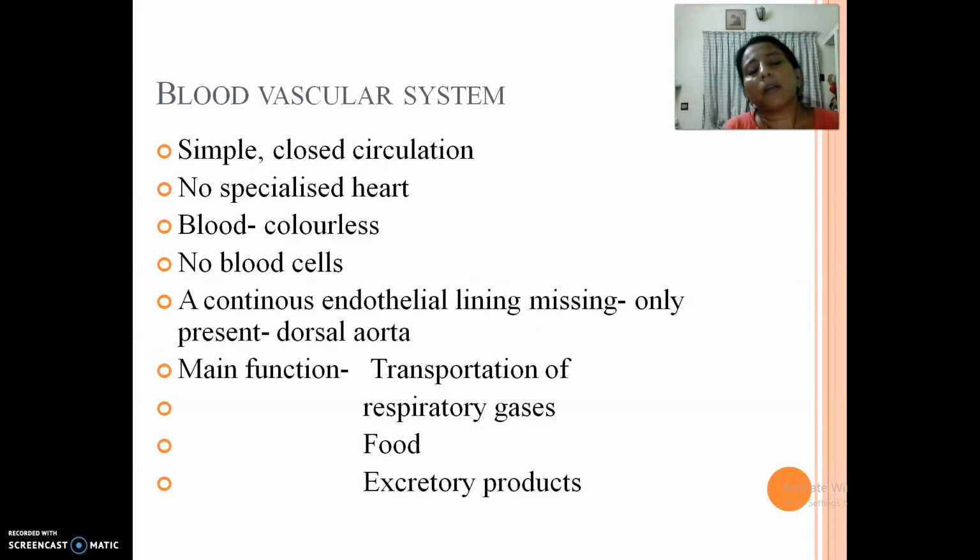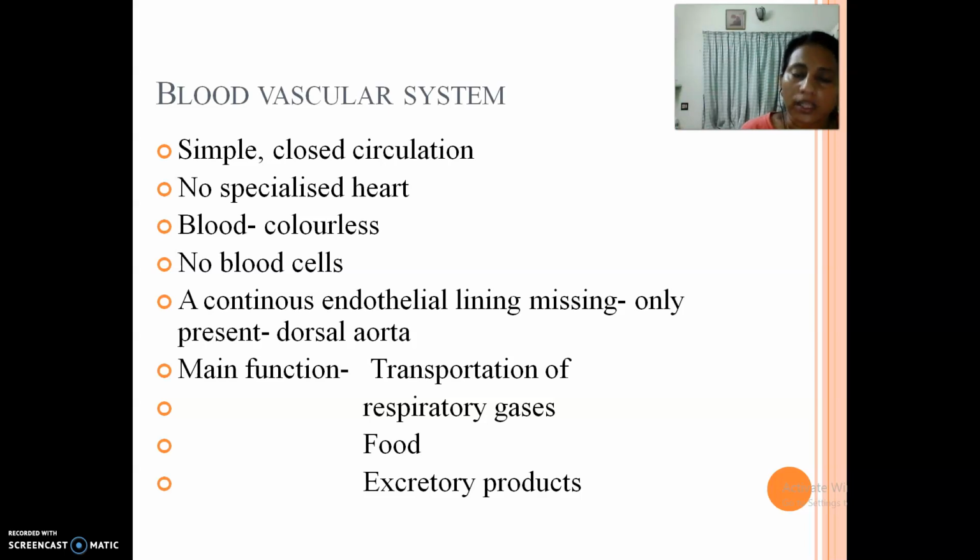Coming to the blood vascular system, in amphioxus we see a simple closed type of circulation. There is no specialized heart present, and blood cells are absolutely absent. Blood is colorless. Another specialty is that the blood vessels are not internally lined by endothelium. In most vertebrates, blood vessels are internally lined by endothelium.